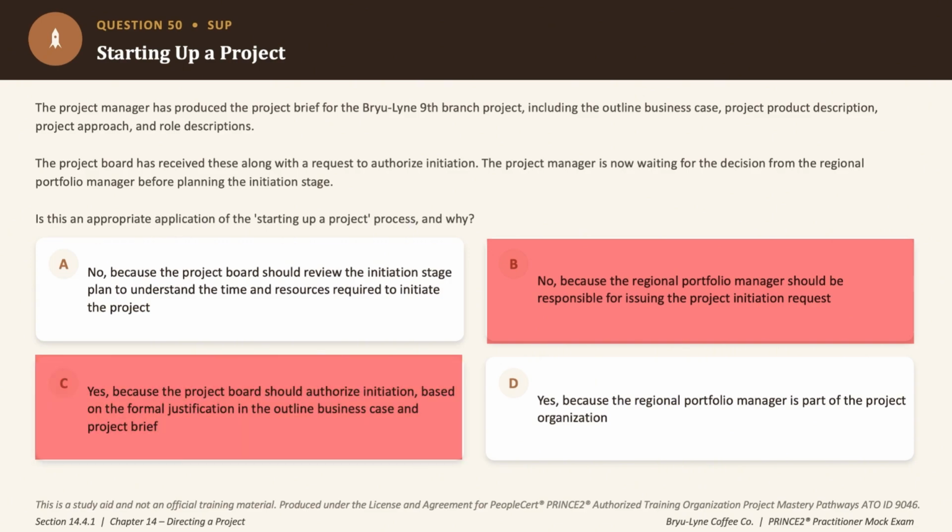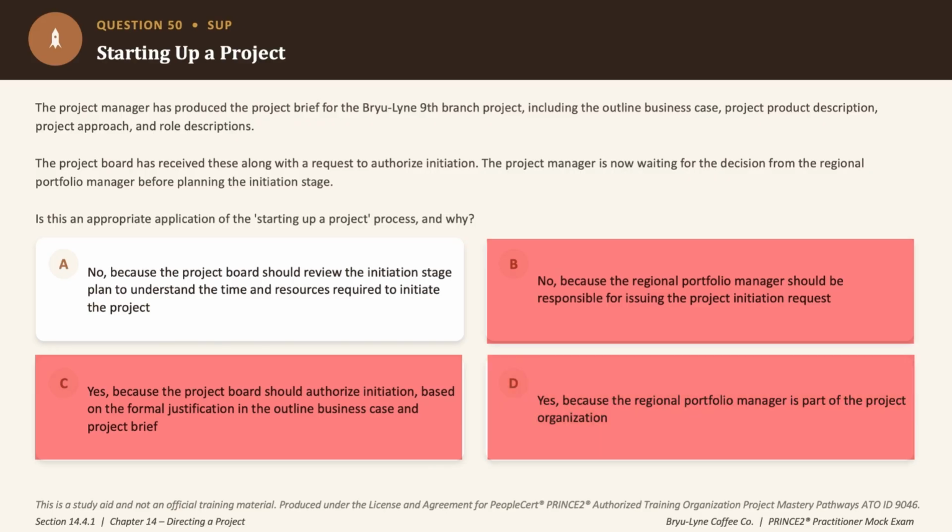So eliminated as well. Option D says yes, framing the portfolio manager as part of the project organization. However, the portfolio manager sits entirely outside the project management ecosystem within a PRINCE2 project. So eliminated as well. Now option A says no, the project board should review the initiation stage plan to understand the time and resources required to initiate the project, and that is absolutely correct. That's the actual decision being bypassed here, and it belongs to the project board alone. So that accountability cannot be delegated. So the correct answer to this question is option A.